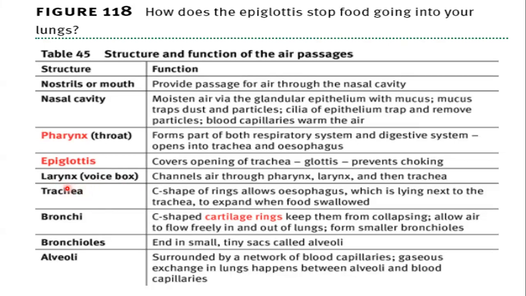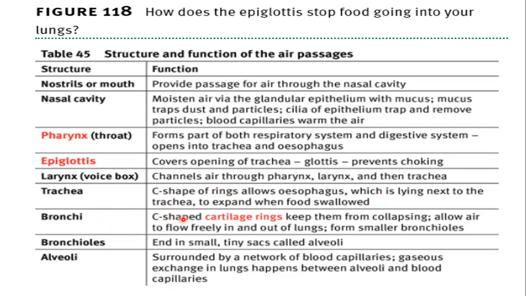Then we've got the trachea. We've already explained the trachea. The trachea has C-shaped rings, which allow the esophagus, which is lying next to the trachea, to expand when food is swallowed. So those C-rings allow the esophagus to narrow the airway and expand, to allow food to pass through.